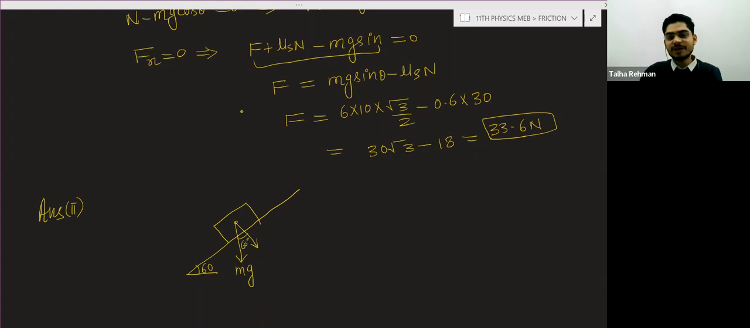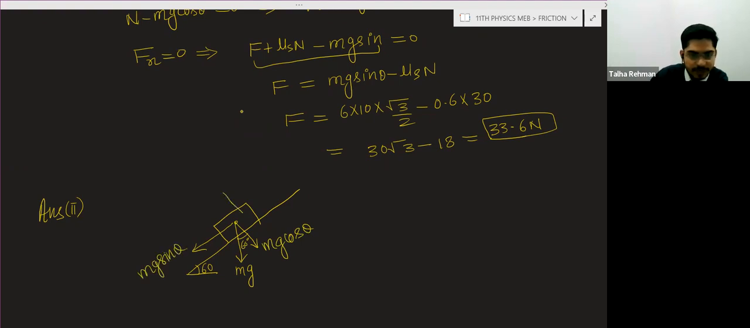I have told you these things. Again and again if I tell you, it will take a lot of time and we will not be able to complete the syllabus. I can tell you anything, but it takes time. So there are some things that you have to remember by revising your notes. In this direction we take mg cos theta. In this direction the component of the weight is mg sin theta.